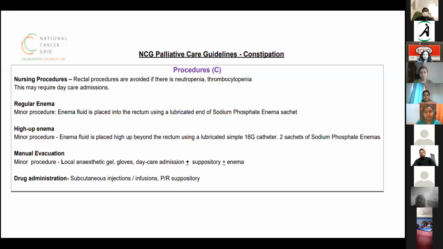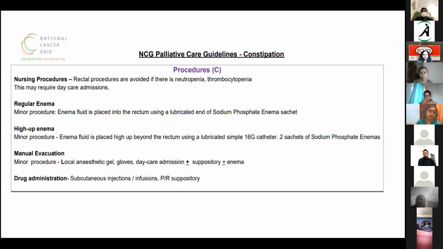Hence, rectal procedures are always avoided in neutropenia and thrombocytopenia because, one, there is risk of infection being caused by that, or bleeding locally. Other procedures here that you see placed on the side are regular enemas, high up enemas, or manual evacuations that are done.